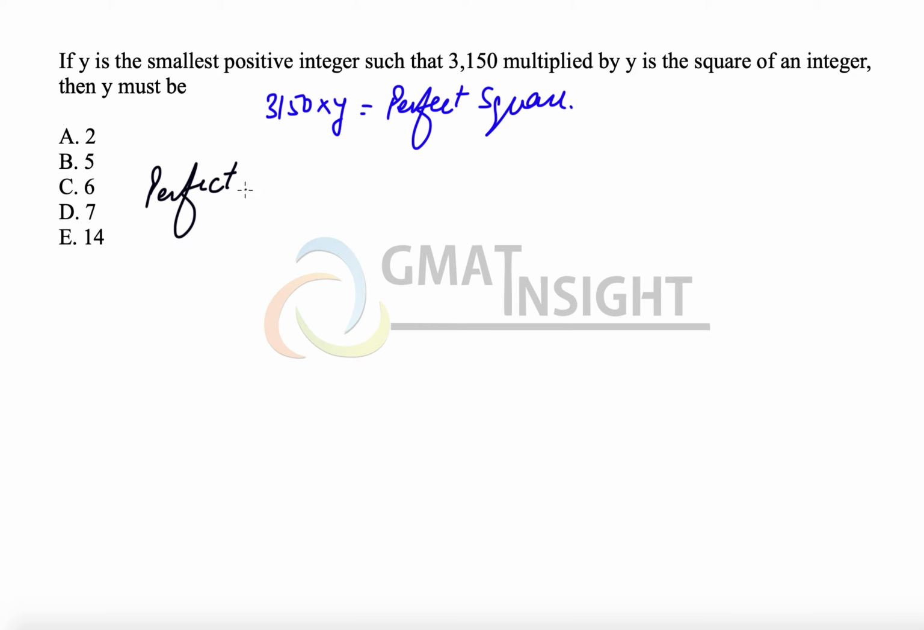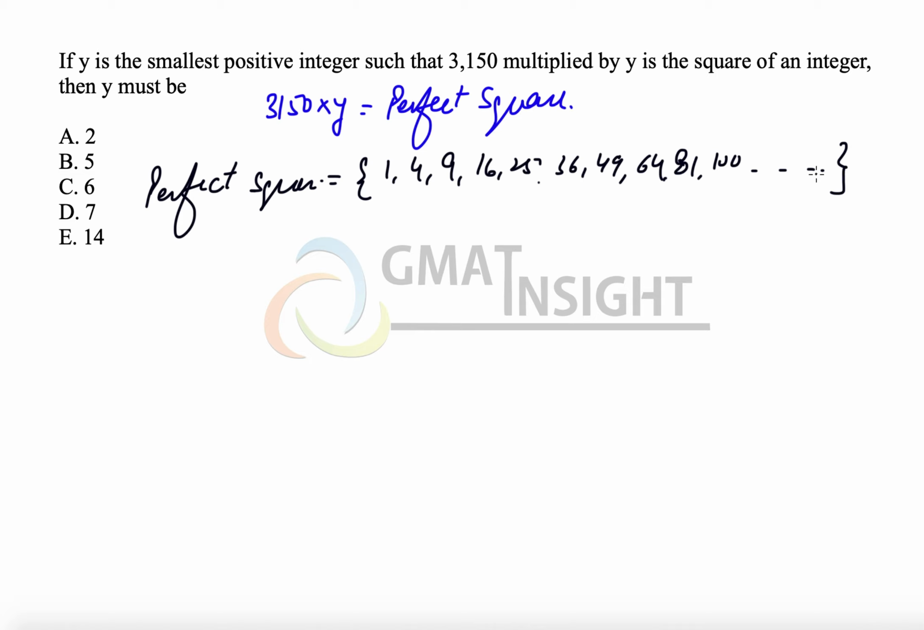If I were to give examples of perfect squares: 1 square is 1, 2 square is 4, 3 square is 9, 4 square is 16, 25, 36, 49, 64, etc. But we have a limitation that we remember only a few perfect squares, maybe up to 25 or 30. But 3150 into y could be quite a big number. So how do we identify whether a number is a perfect square or not?